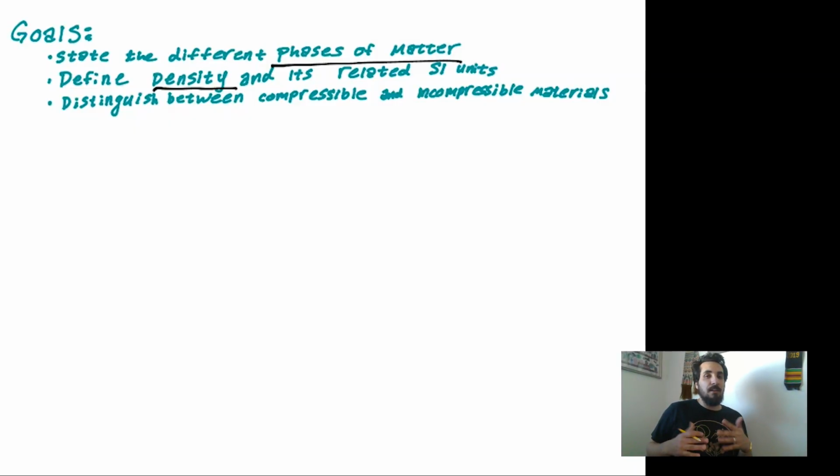So we want to understand density. Density also helps us understand how to identify different materials. So it's a very useful quantity to understand and to be able to use. From this idea of density, we can describe two types of materials. We can describe a compressible material and an incompressible material. And basically, that means can you take an object and squeeze it into a smaller form or not? We'll get more specific to that definition a little bit later, but these are our three goals for the video.